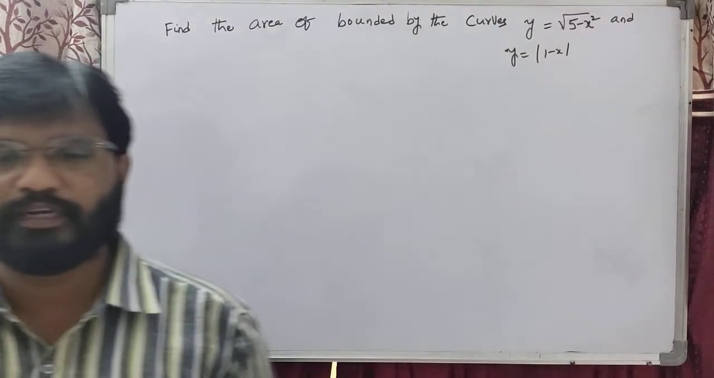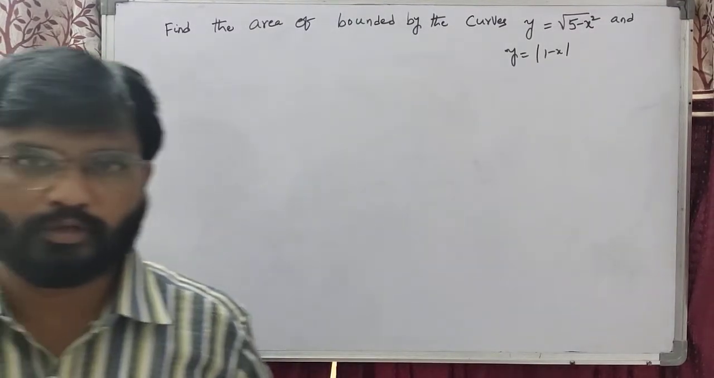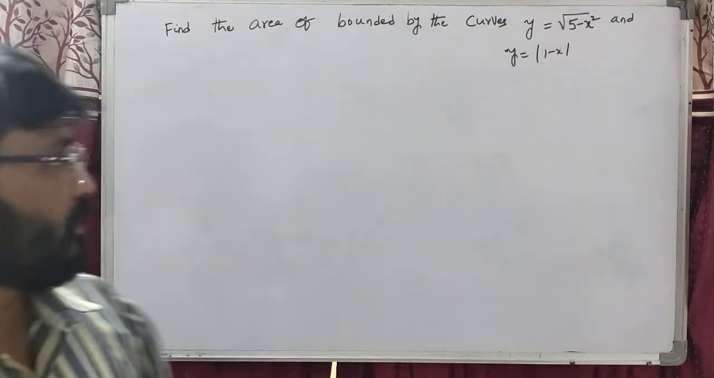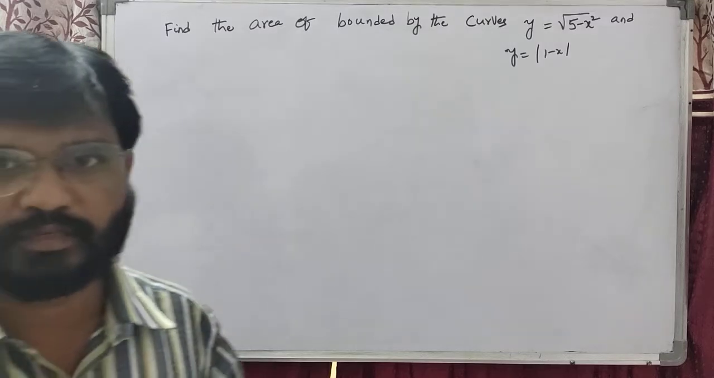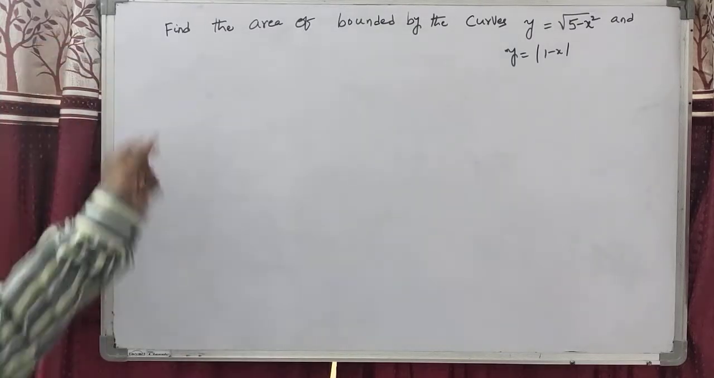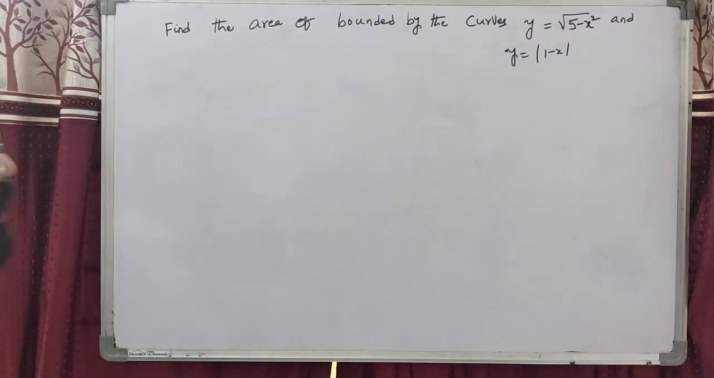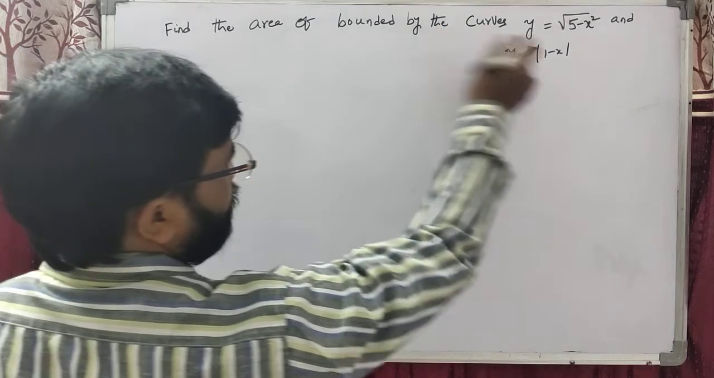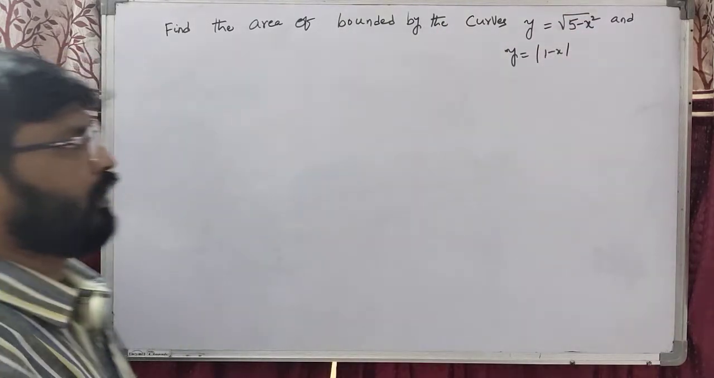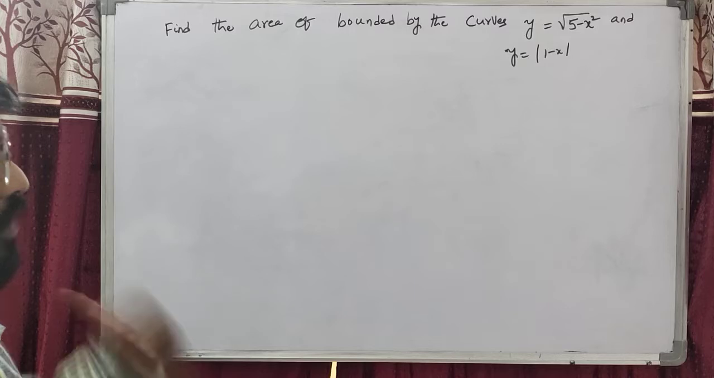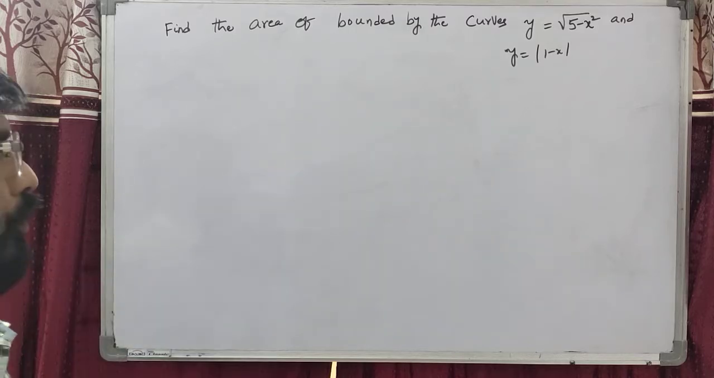Good morning students. Today also we are going to discuss some problems on areas. Let us take the first one: find the area bounded by the curves y equal to under root of 5 minus x square and y equal to modulus of 1 minus x.